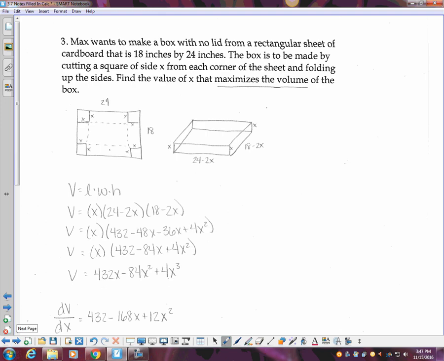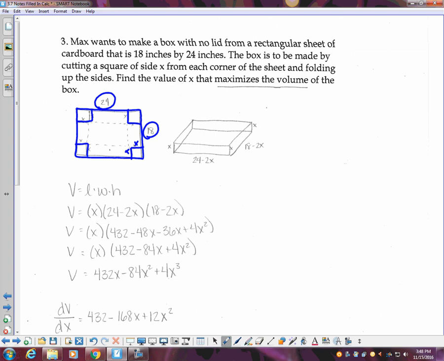Okay, so now I have a box. Max wants to make a box with no lid from a rectangular sheet of cardboard that's 18 by 24 inches. Okay, so here's my rectangular sheet of cardboard, and it's 18 by 24 inches. What he's going to do is cut a square out of each corner, and each of the cuts are size x. So all of these are x's.